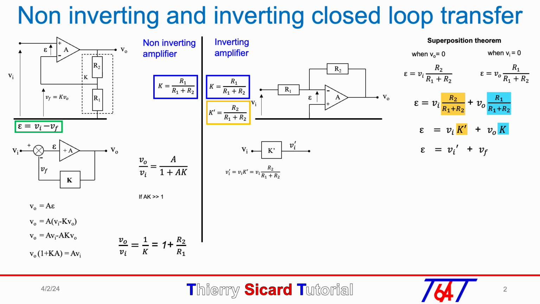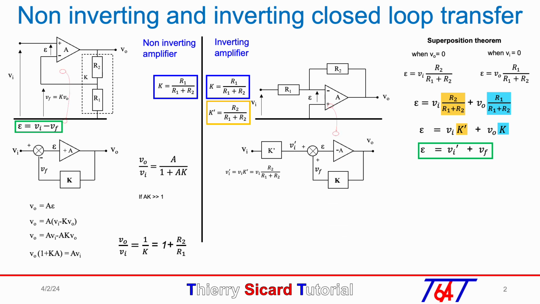In the non-inverting amplifier, the epsilon error is done with the totality of the input voltage Vin. In the inverting amplifier, the epsilon voltage takes just a part of Vin. In the non-inverting amplifier, the epsilon is the difference between Vin and Vf. In the inverting amplifier, the epsilon is the sum of two voltages.